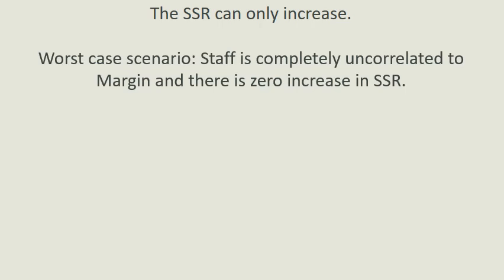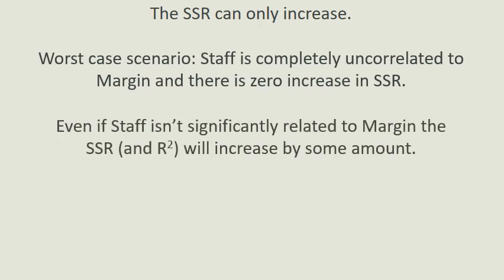But it is extremely rare in real life to find a perfectly zero correlation. So the SSR, and therefore R squared, will increase by a little bit, even if the variable isn't significantly related to y. Do you see the potential problem with this yet?